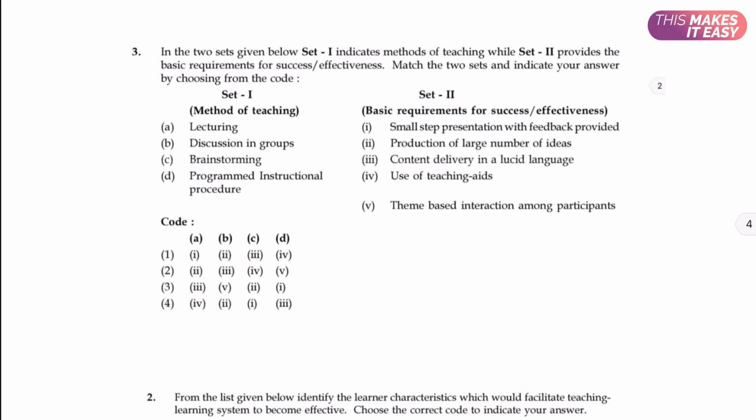This is another question from the same paper. The question says that in the two sets given below, set 1 indicates the method of teaching. So this is the question related to methods of teaching. While set 2 provides the basic requirements of success and effectiveness. Match the two sets and indicate your answer by choosing from the code. The methods of teaching are lecturing, discussion in groups, brainstorming, programmed instructional procedure. The effectiveness given accordingly is small step presentation with feedback provided, production of large number of ideas, content delivery in lucid language, use of teaching aids, theme-based interaction among participants.